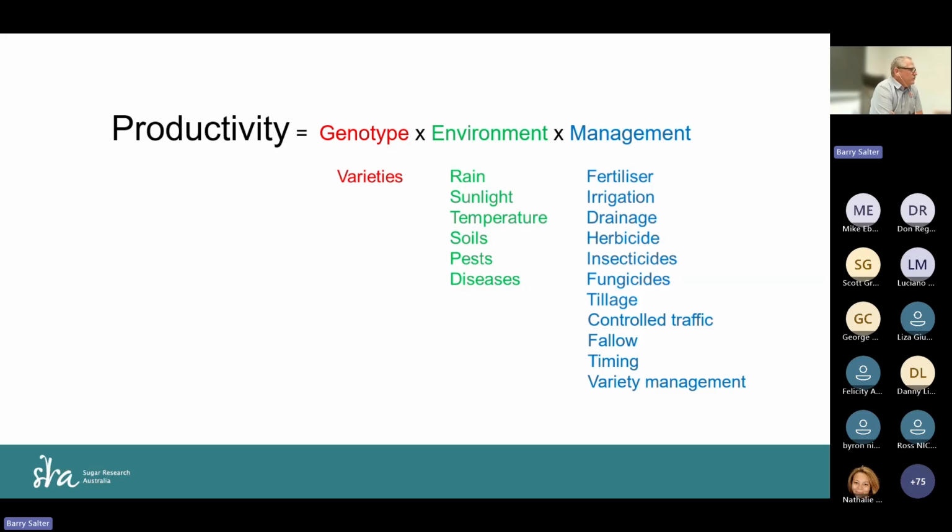And you can see all the things I've listed there under management. There's obviously a lot more than that. Variety management is a key factor in that as well. So things like getting your clean seed, rotating varieties to control pachymetra, and also making sure that you've got the best variety in the right paddock on farm. So the main point is we need all of those things working together: good varieties, good management, and then hopefully we get some good environmental conditions as well.